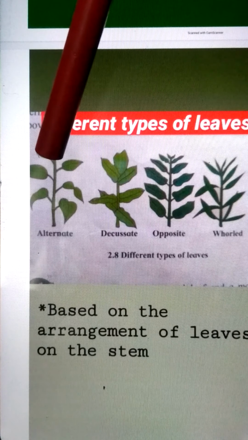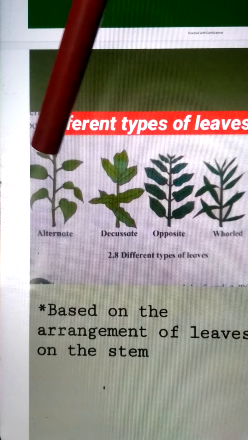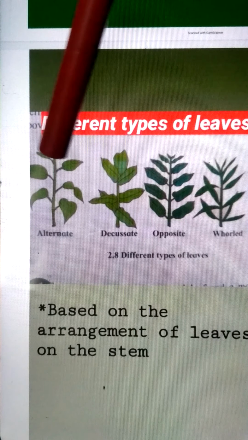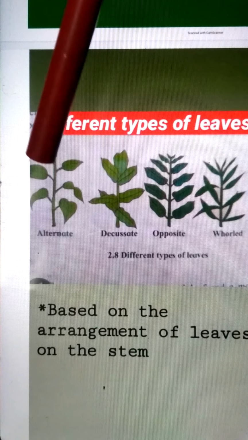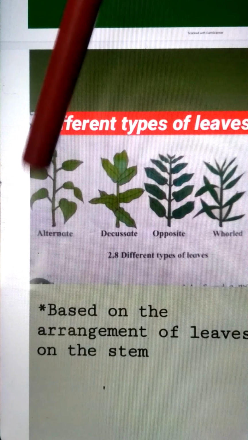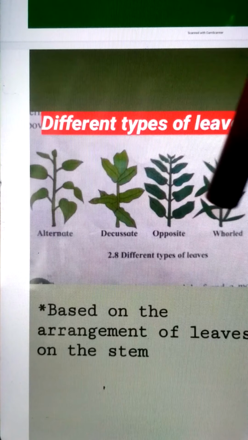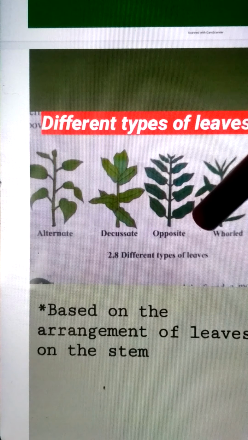So the leaf is arranged at a particular node, either on the left or on the right. So this kind of arrangement is called what? Alternate arrangement.